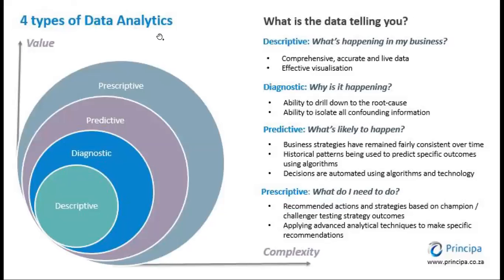These are the 4 types of data analytics. Descriptive, which is the basic one. Next to it, somewhat complex, is diagnostic. Next to it, somewhat complex, is predictive. And next to it, and most complex, is prescriptive. That's the complexity and value against the X and Y axis.